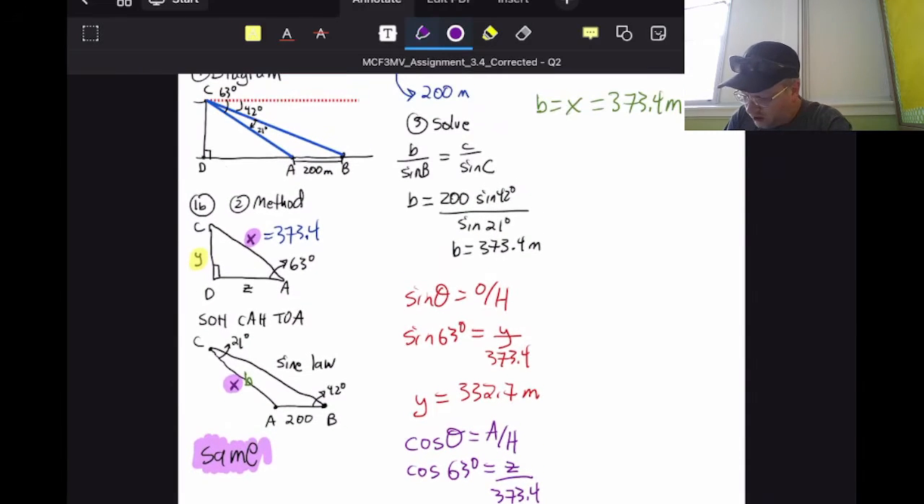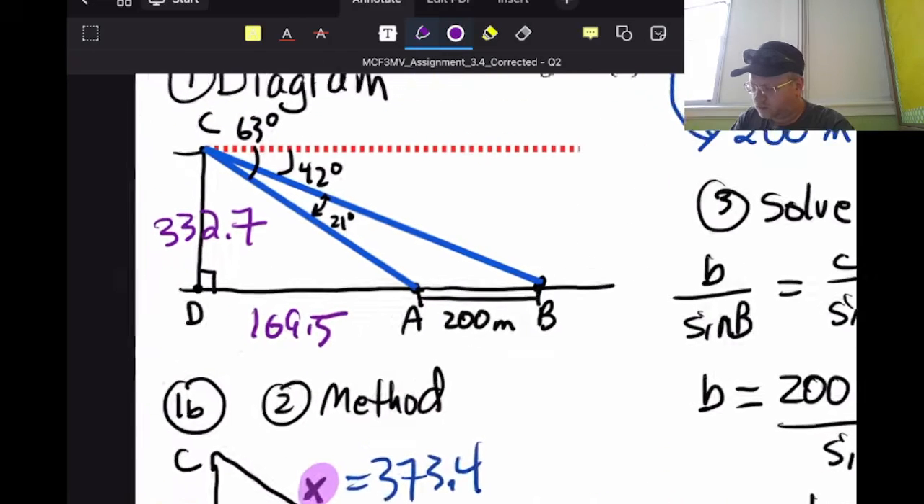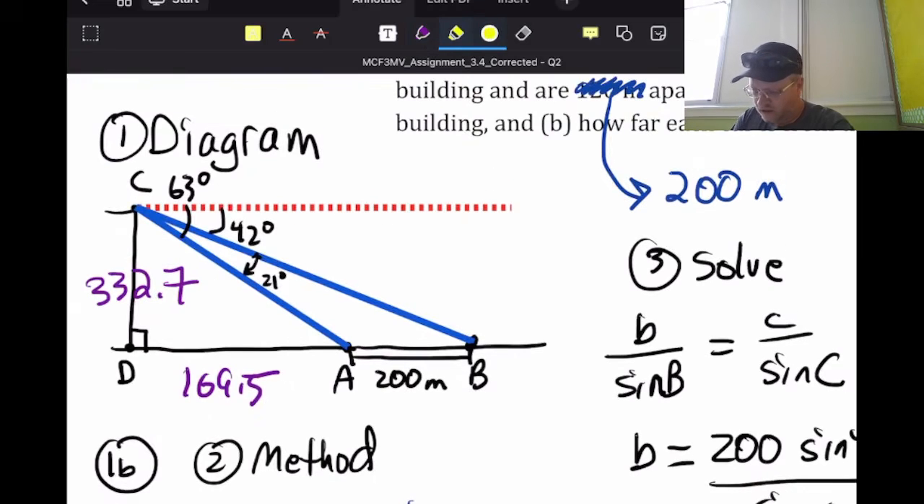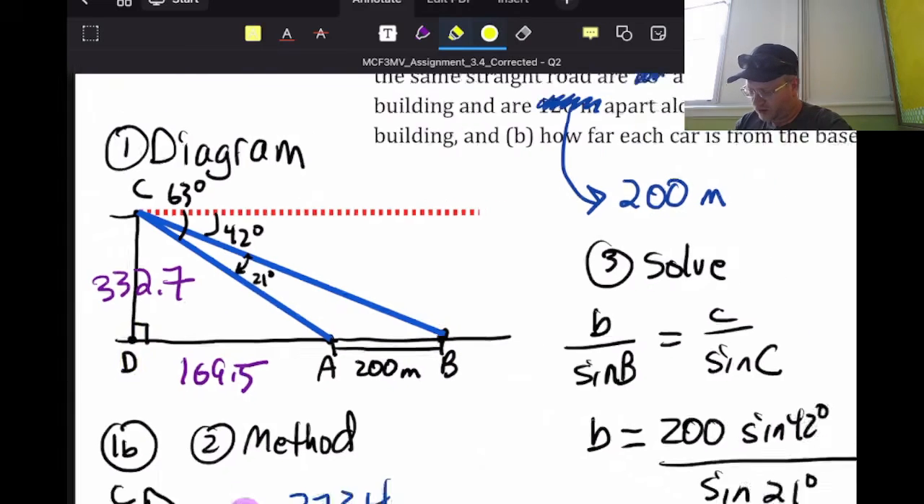I know that this distance here is 169.5. We know the height is 332.7. And we just need to figure out this distance here. I'll zoom in actually so you can see that a little bit better. So now we just need to find the distance to the second car, and that's just going to be adding these two numbers together. So let's do that off to the side somewhere.